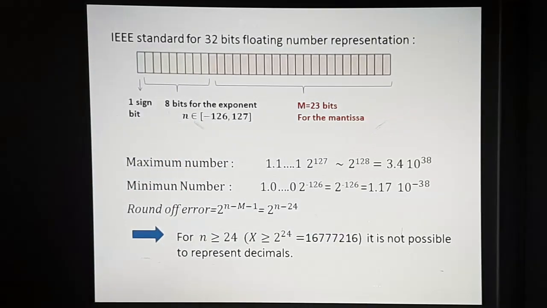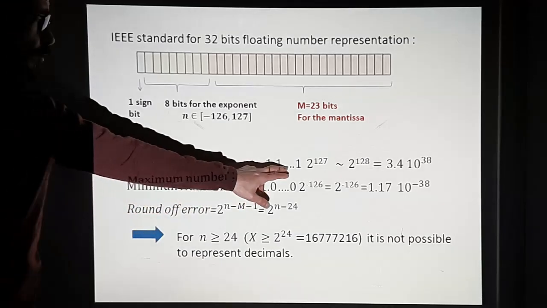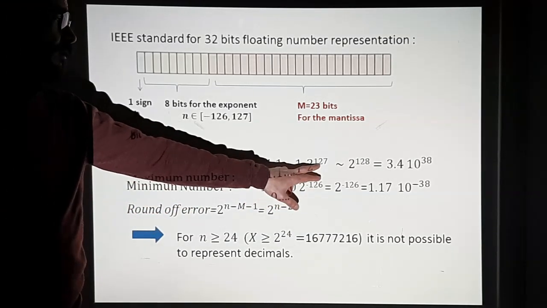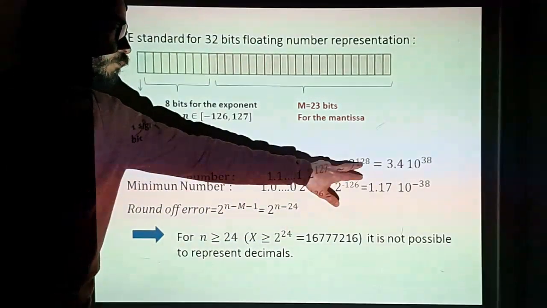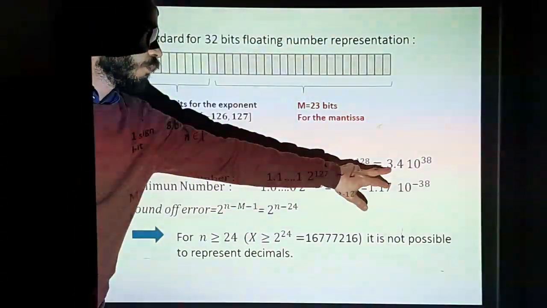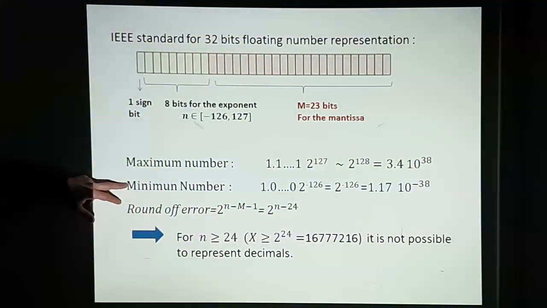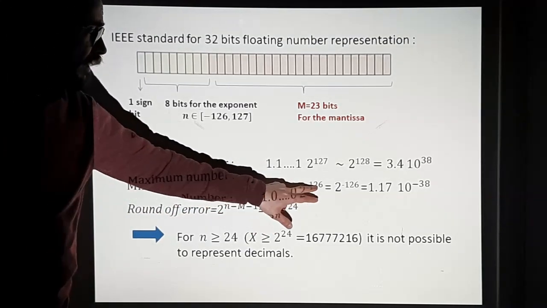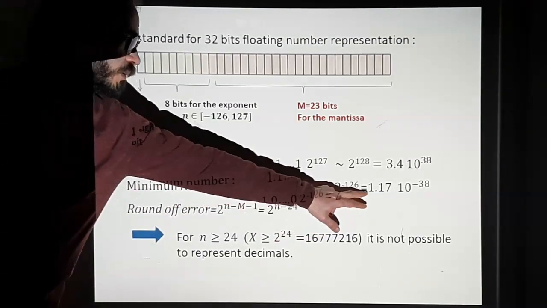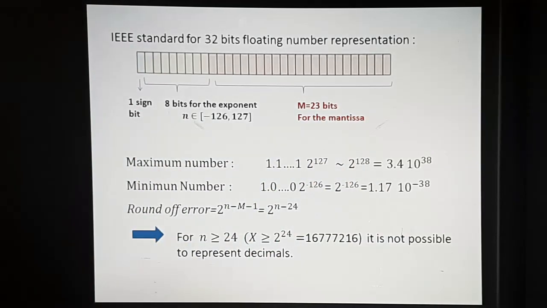So now with this representation, the maximum number will be 1.11111 times 2 power 127, so approximately 2 power 128, which is 3.4 times 10 power 38. The minimum number would be 1.000 times 2 power minus 126, which is approximately 1.17 times 10 power minus 38.